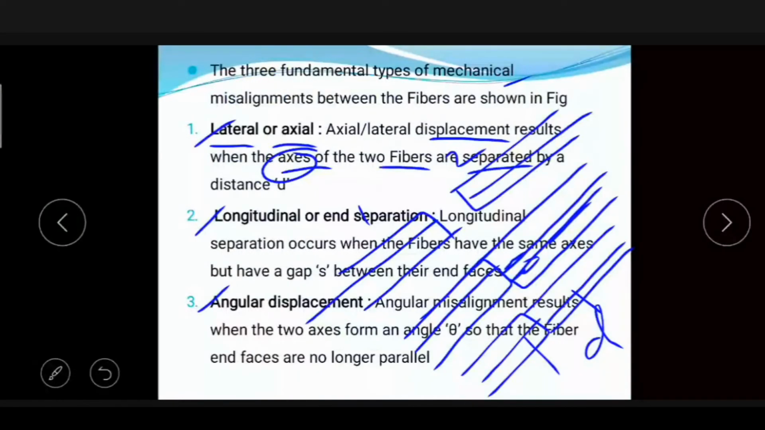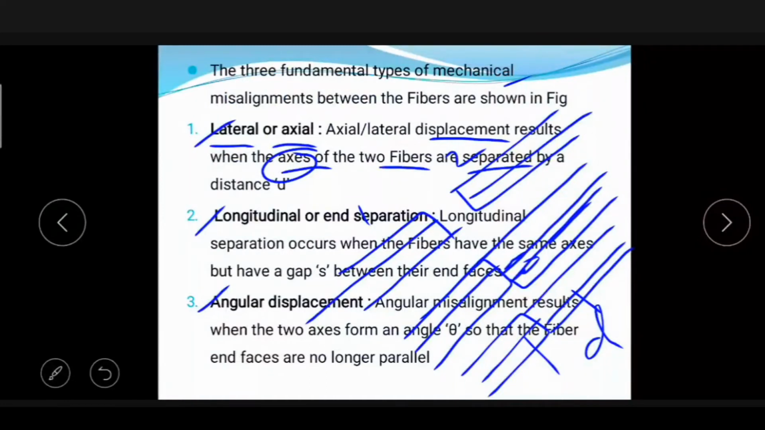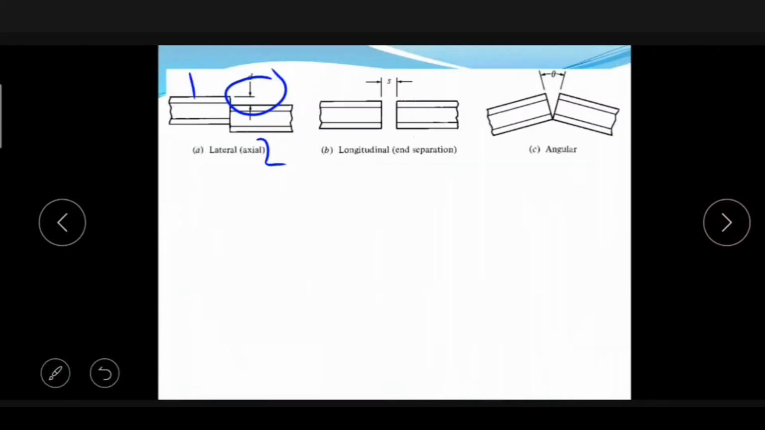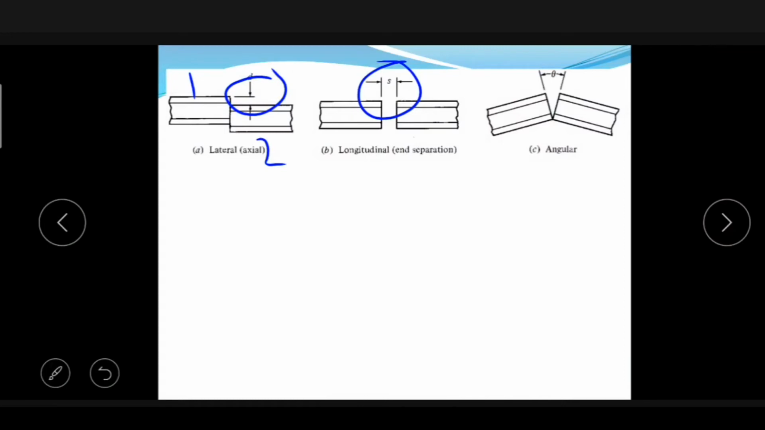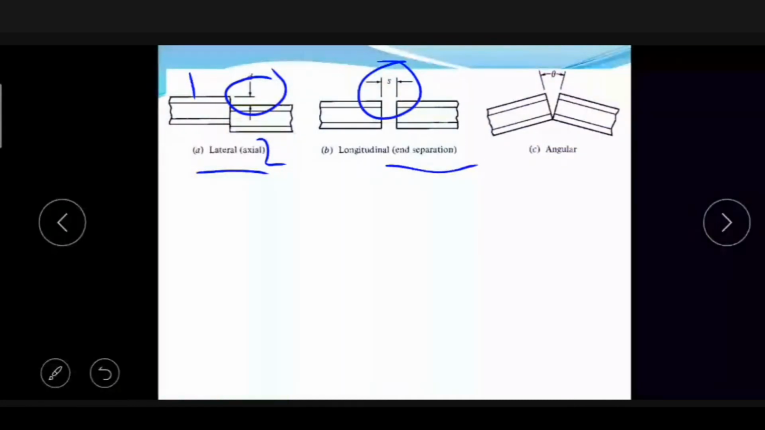Then longitudinal or end separation. Longitudinal or end separation occurs when the fibers have the same axis but they have a gap between their end faces. End faces are this. They are in the same axis, but the end faces are separated. So see. The fiber may be joined, but there is a gap. This is end separation. Fiber end faces are separated. Lateral or axial: the axes of the fibers are separated by a distance d.